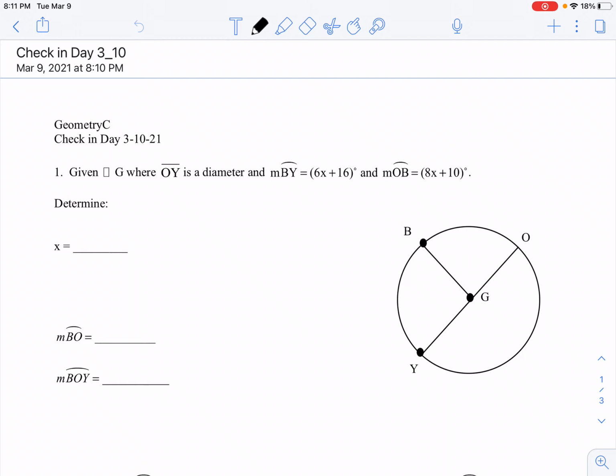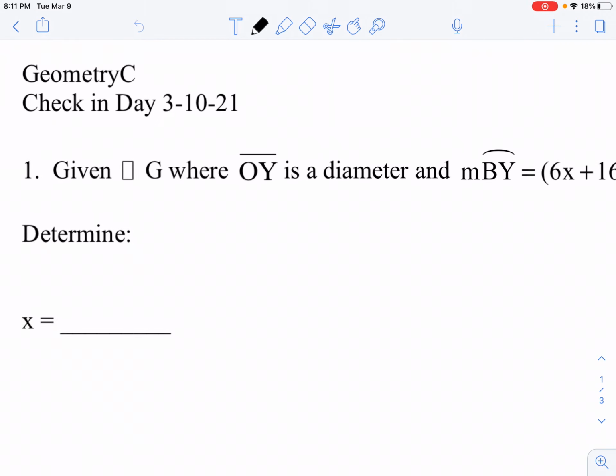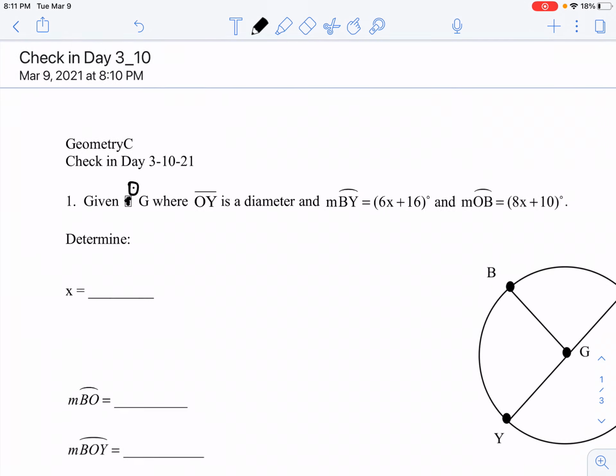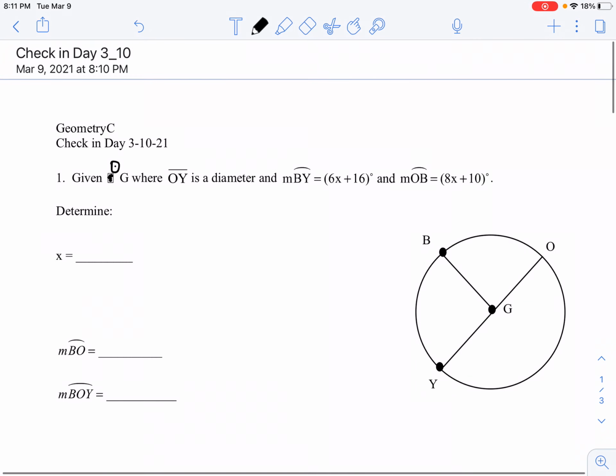All right, so this did not PDF well for me, so we're going to change this to circle. Given circle G, where segment OY is the diameter, and the measure of arc BY is 6x plus 18, and the measure of arc OB is 8x plus 10. I'm going to start by highlighting my diameter, segment OY. The reason I'm highlighting it is it's an important segment. It splits my circle into two.